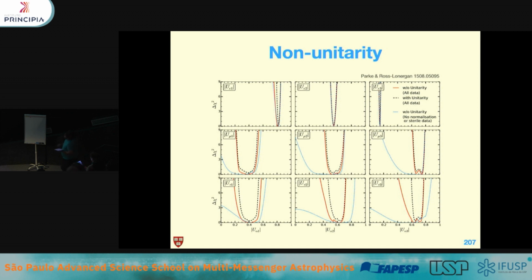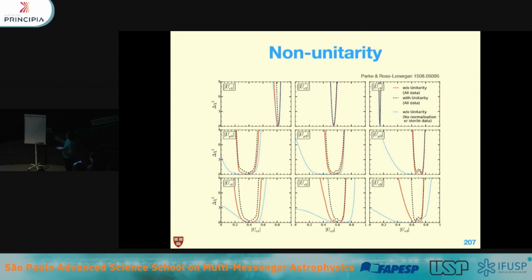Here I show you two different lines. I want you to focus on the red dashed line first. The dashed line assumes unitarity, which means that you only need to measure four of the quadrants. If I measure this and that, I can compute this one by just subtracting from 1, and I'm done. So if you assume unitarity, you only need to measure this sector to obtain the whole matrix.